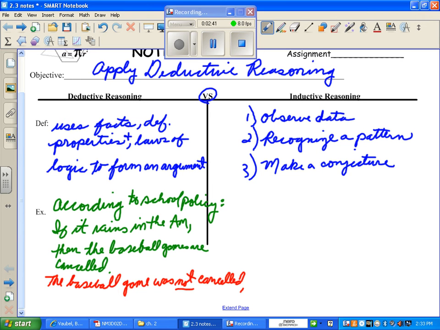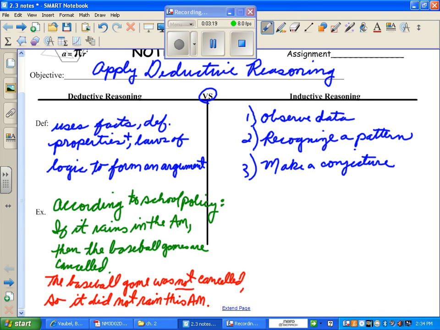So we're waiting to figure out this logically. What can we say? So it did not rain this morning. So if we base it on deductive reasoning, we know there's a fact that this is a school policy, if it rains in the morning, the baseball games are canceled. Now, the baseball game was not canceled, so reversing that, then it did not rain in the morning.